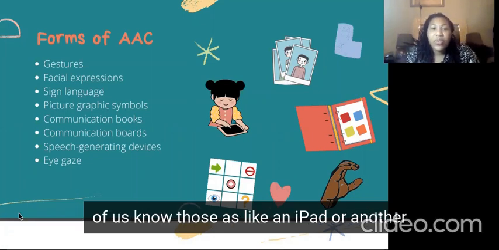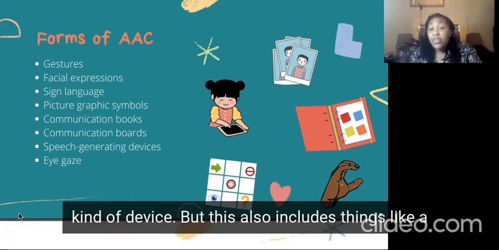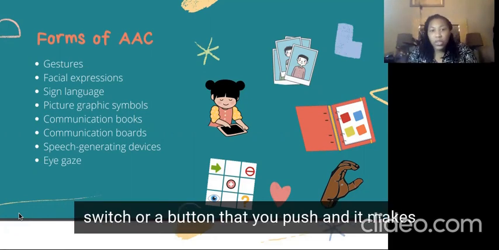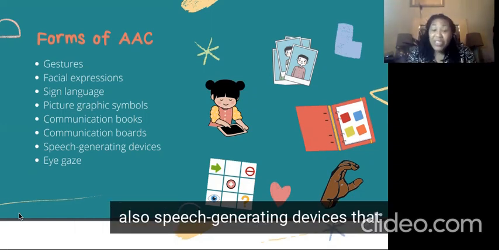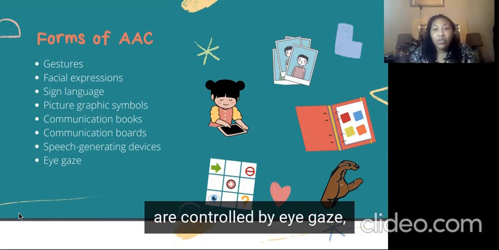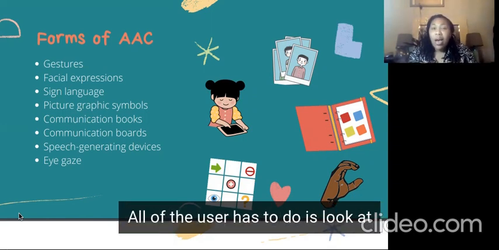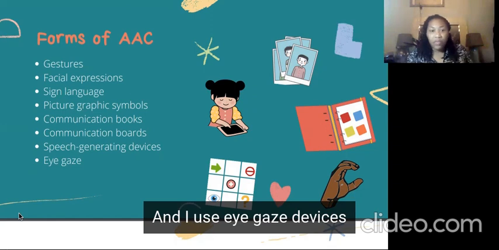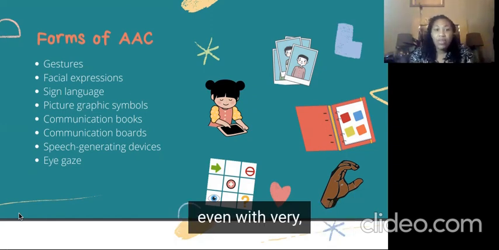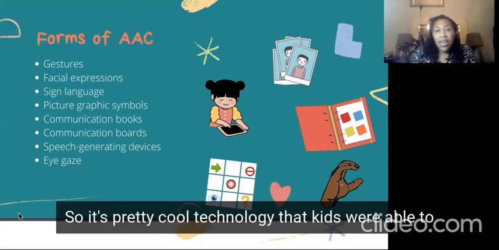Many of us know those as an iPad or another type of tablet device, but this also includes things like a switch or a button that you push and it makes sound. There are also speech generating devices that are controlled by eye gaze that are really cool. All the user has to do is look at something on the screen and it selects it and speaks it out loud. And I've used eye gaze devices even with very, very young kids. So it's pretty cool technology that kids are able to use.